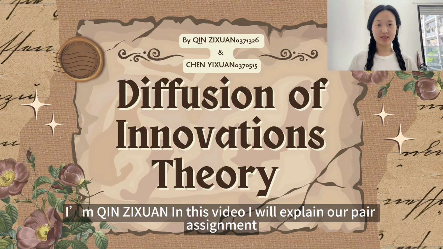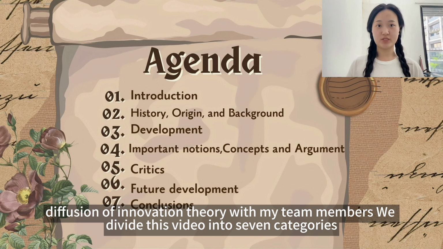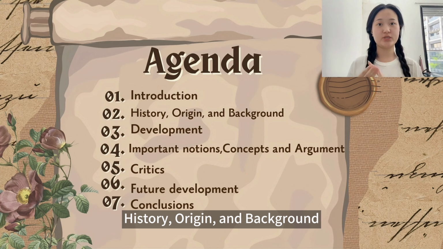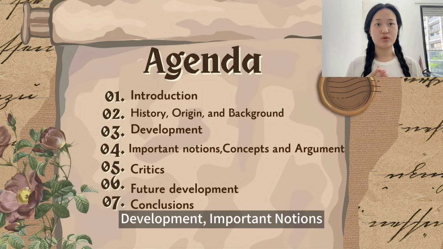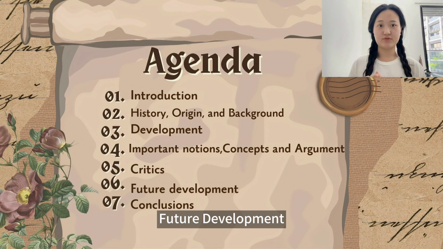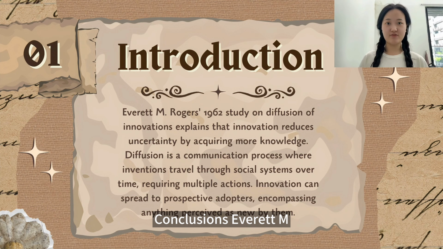I'm Qing Zishan. In this video, I will explain our peer assignment, Diffusion of Innovation Theory, with my team members. We divide this video into 7 categories, which are introduction, history, origin and background, important notions, concepts, and arguments, critics, future development, conclusions.